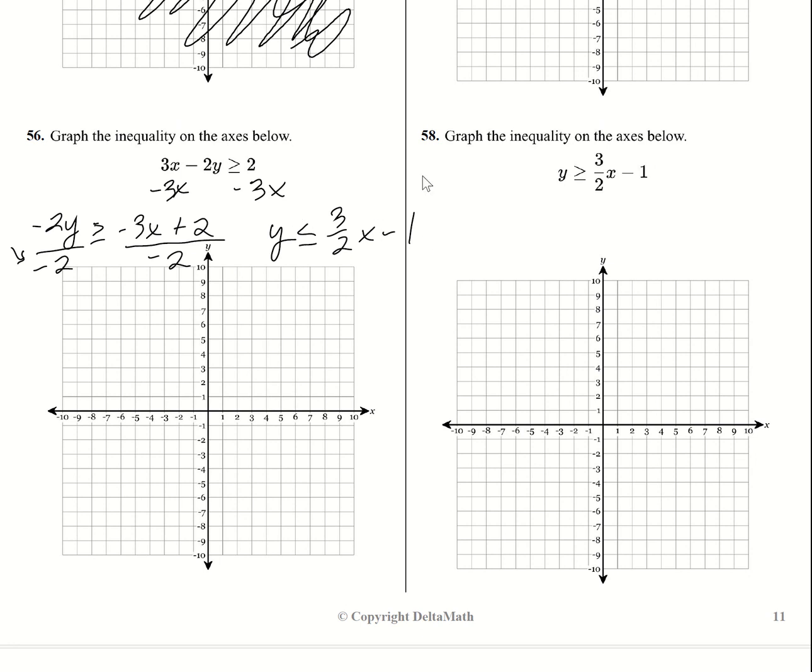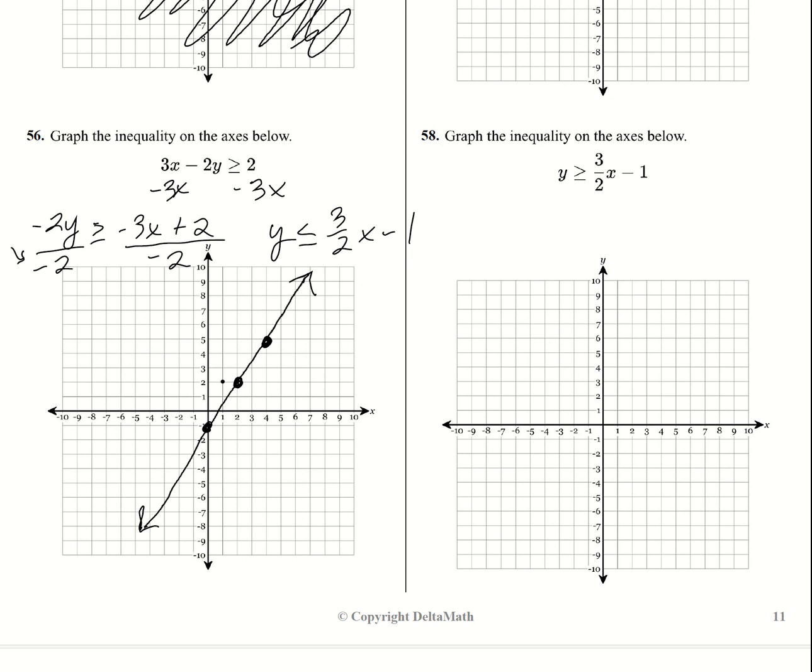Next, I graph my boundary line. So my y-intercept is at 0, negative 1. And then my slope is 3/2. So up 3, 1, 2, 3, over 2. So we'll go right here. Up 3, 1, 2, 3, over 2. And because it's less than or equal to, I'm going to use a solid line because now this line is included in the function.